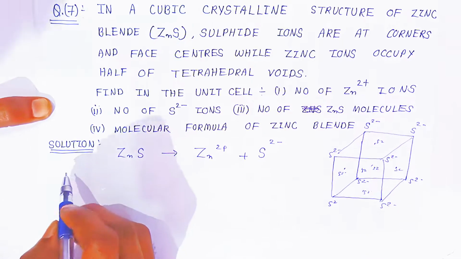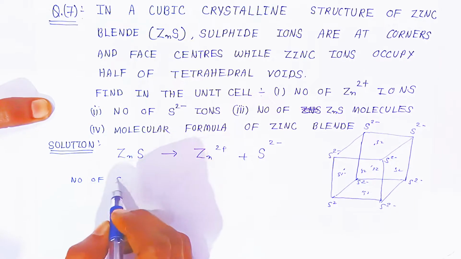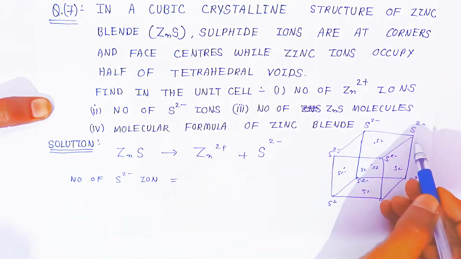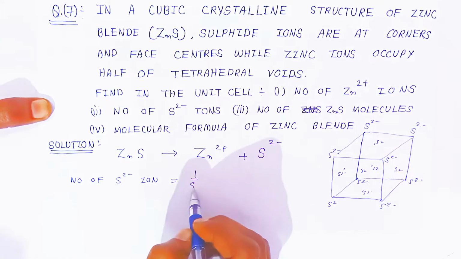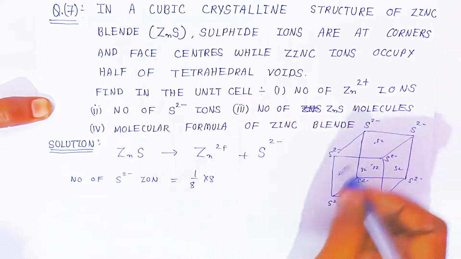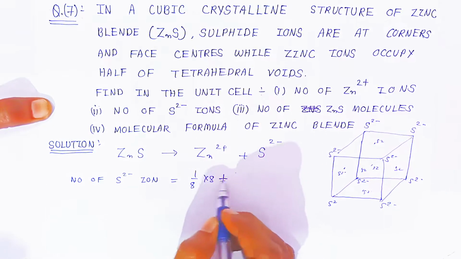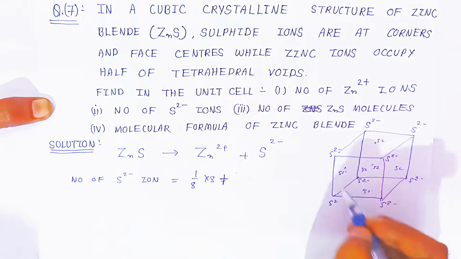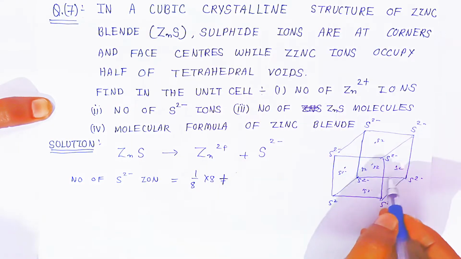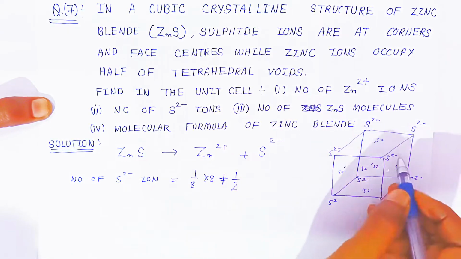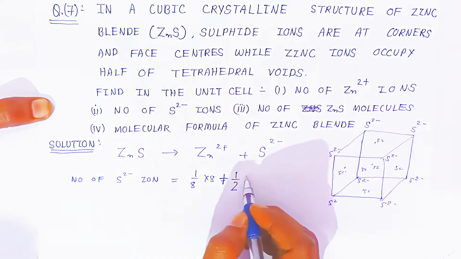So, the number of sulfide ions, which are negatively charged, students. Now you have seen sulfide ions at the 8 corners. So, 1 upon 8 of 8, that means 8 sulfide ions shared, 1 upon 8 of 8, is equal to 1 atom. Plus, now the sulfide ions are also present at the faces. Half of each ion will be shared. So total how many sulfide ions are there at the faces, students? 6. So you have to multiply by 6.